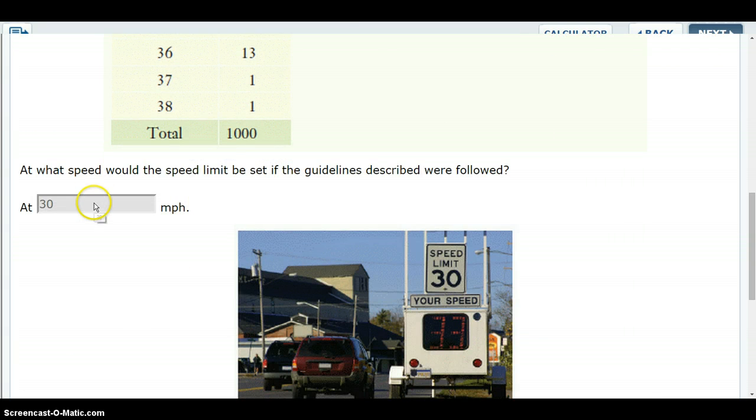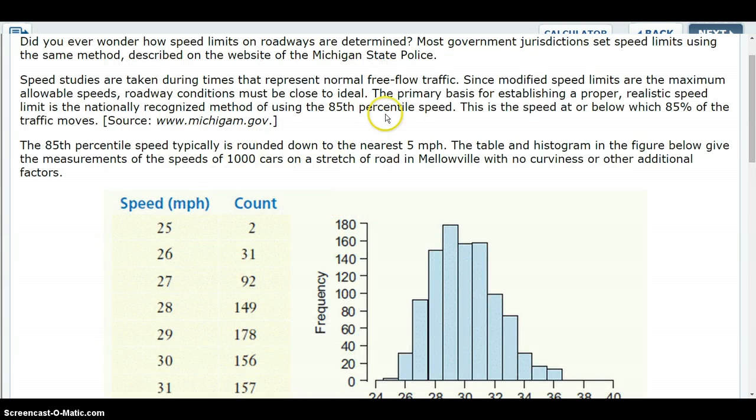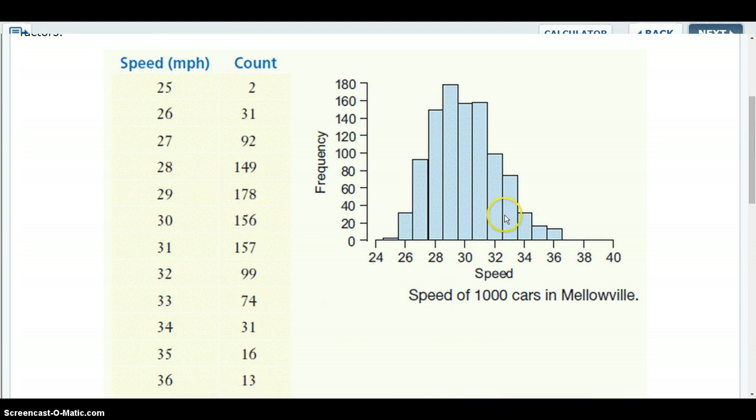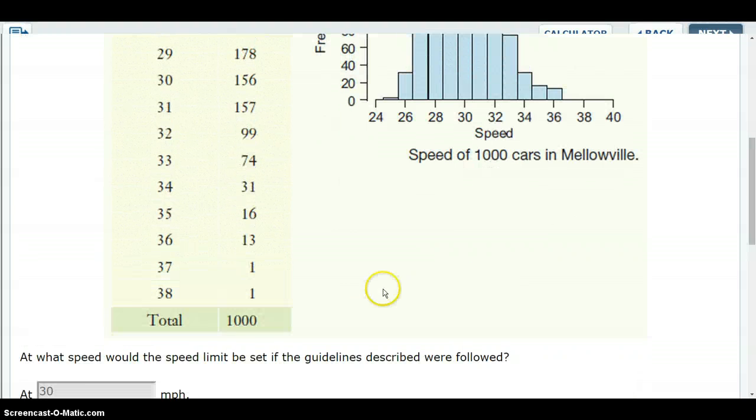But the question we're asked to find is, at what speed would the speed limit be set if we were indeed going to use that 85th percentile and then round down to the nearest 5 miles per hour? So how do we find where the 85th percentile is exactly? Well, we know that that's higher than 850 of what the cars went, or in other words, it's lower than 150. So why don't we start from the top, because there's less to go through. We could count up from the bottom 850. I think it's easier to count from the top, count off 150.